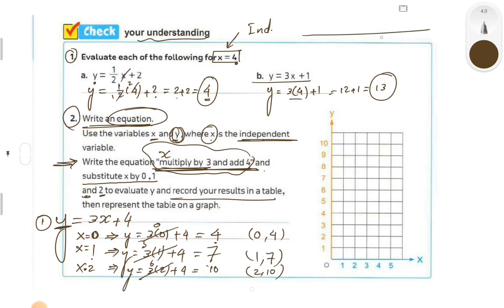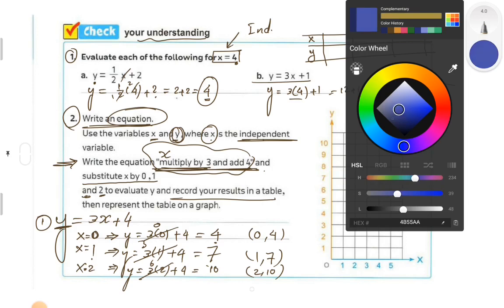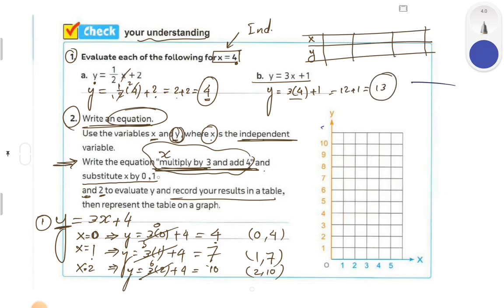You need to make this table, a quick table. We have x and y. The x values are 0, 1 and 2. The values of y are 4, 7 and 10. After that, represent the table on a graph.